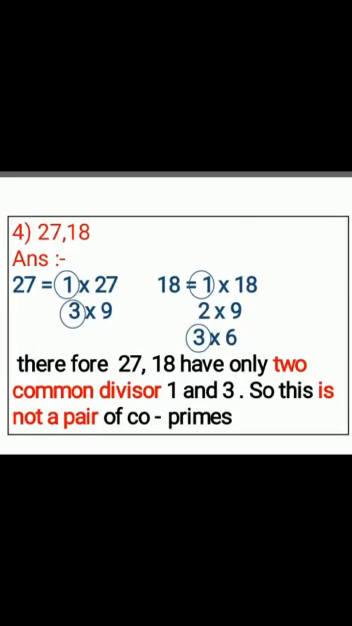27, 18. The factors or divisors of 27 are 1, 3, 9, 27, and the factors or divisors of 18 are 1, 2, 3, 6, 9 and 18. So 27 and 18 have two common divisors, that is 1 and 3. So this is not a pair of co-primes.